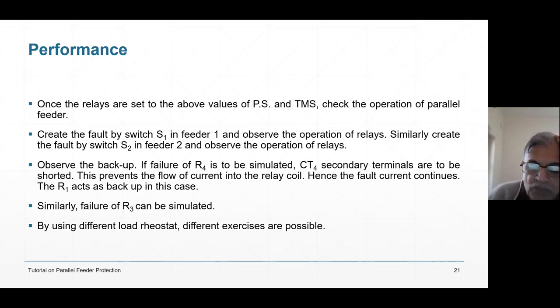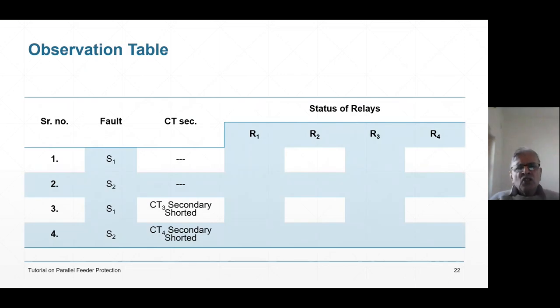Yes, sir. So this is what you can do. Then you can tabulate these things so that you can understand you had created fault by closing S1, S2. When you closed S1, CT secondary was not shorted. Therefore, which relays will operate for case number 1 when fault occurs at S1? R1 and R3 will operate. R2 and R4 will not operate.